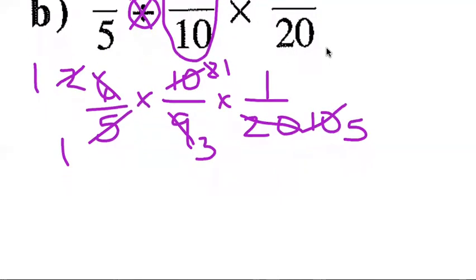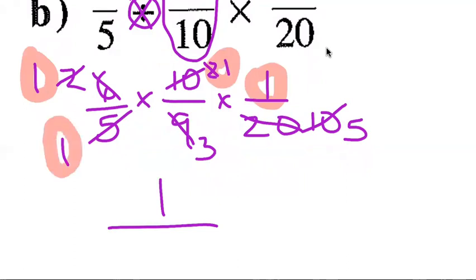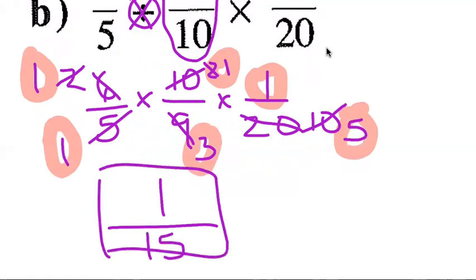Now we just have to remember what all parts we're multiplying together. 1 times 1 times 1 is 1 on my numerator. 1 times 3 times 5 is 15 in my denominator. Done.